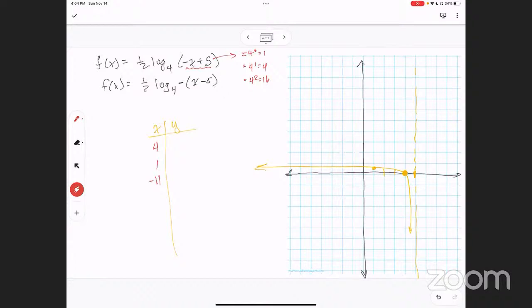So when I plug 4 in there, I get 0. When I plug 1 in there, I get 4, log base 4 of 4, which is 1, times 1/2. So that's 1/2. And the next one's just going to be 1. So I know that at -11, 1, 2, 3, 4, 5, 6, 7, 8, 9, 10, 11. That one right there is going to be at 1 right there. That's -11, 1.